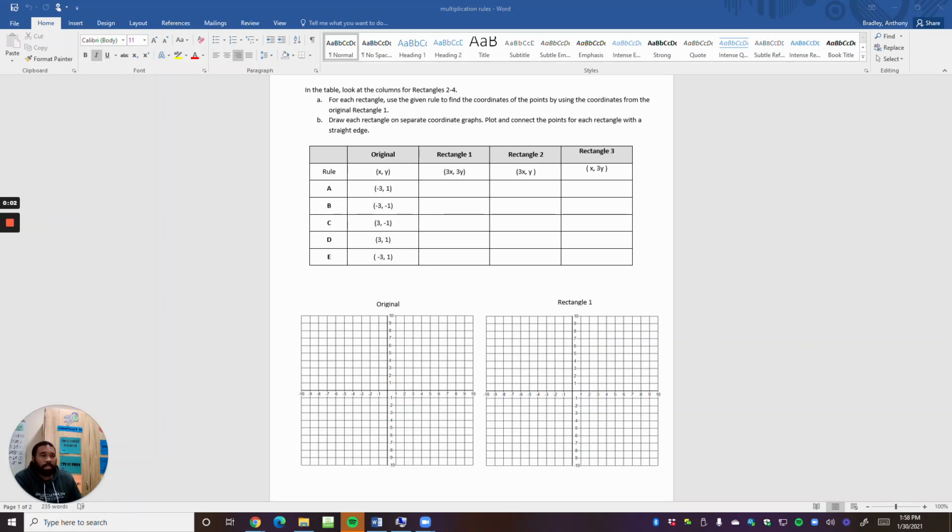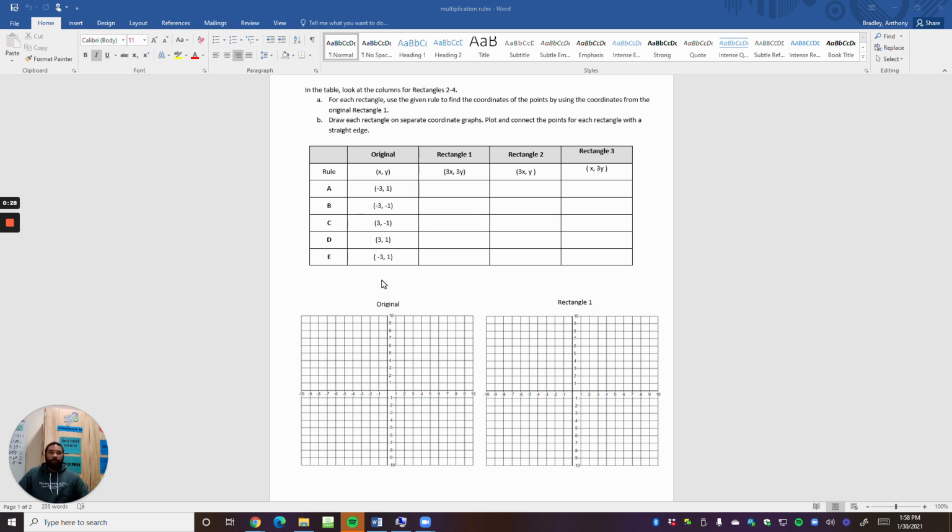Hello, today we're going to be talking about rules that change figures that use multiplication. They would look like this: 3x, 3y, 3xy, or x, 3y. Remember that when there's a number right next to a variable with no sign, that is telling us that we need to multiply.